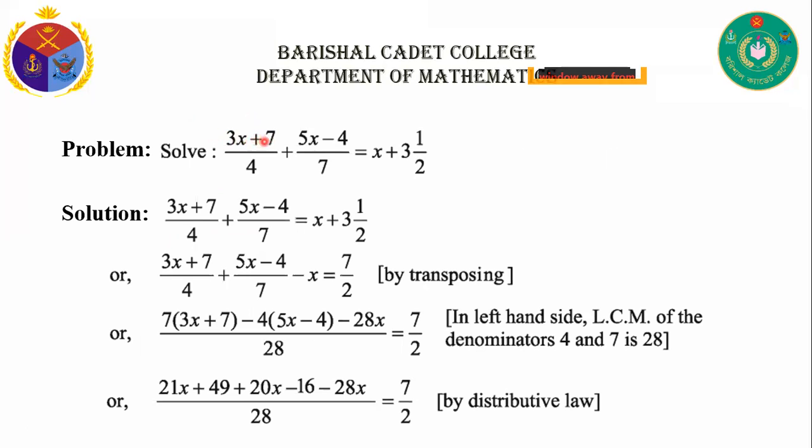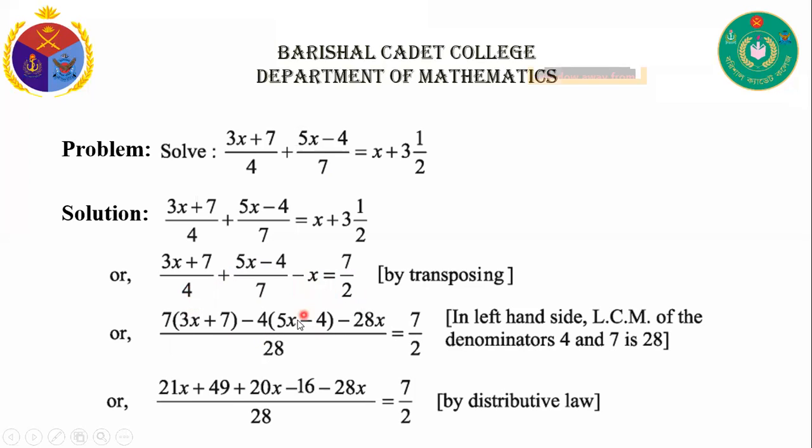3x plus 7 divided by 4, plus 5x minus 4 divided by 7, equal to x plus 3 and a half. So it is a mixed fraction. We can write this as 7 by 2. Now x goes to the left hand side, that is 3x plus 7 by 4 plus 5x minus 4 by 7 minus x equal to 7 by 2.